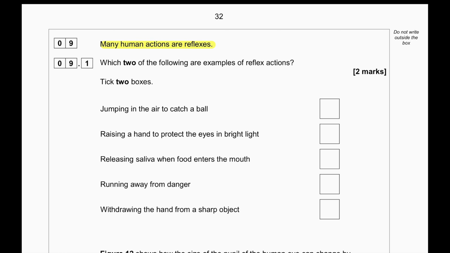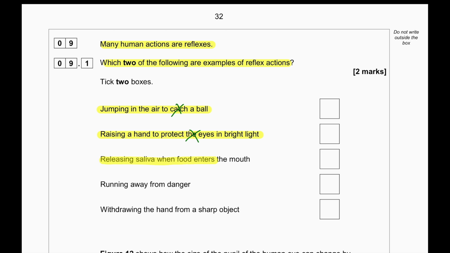Many human actions are reflexes. Which two of the following are examples of reflex actions? Jumping in the air to catch a ball. This requires active thinking, so it will not be the answer. Raising a hand to protect the eyes in bright light. This one also requires your active thinking. You may not want to raise up your hand to block the light.